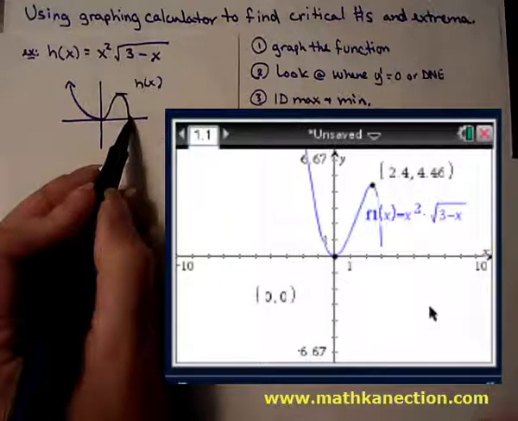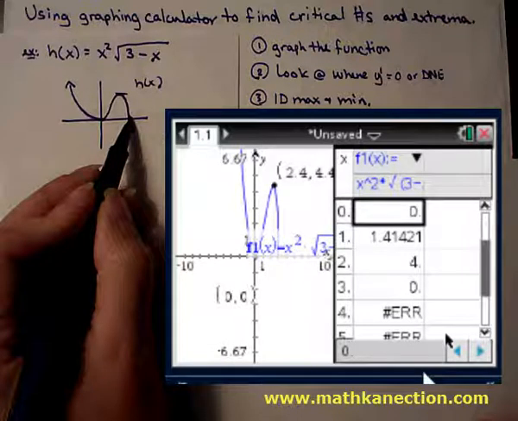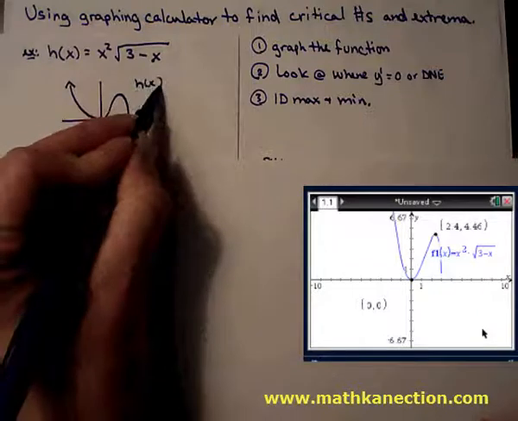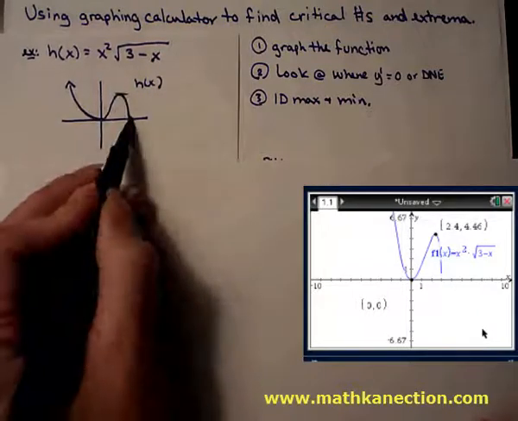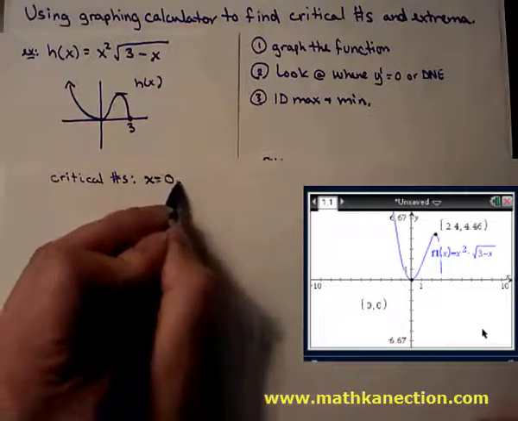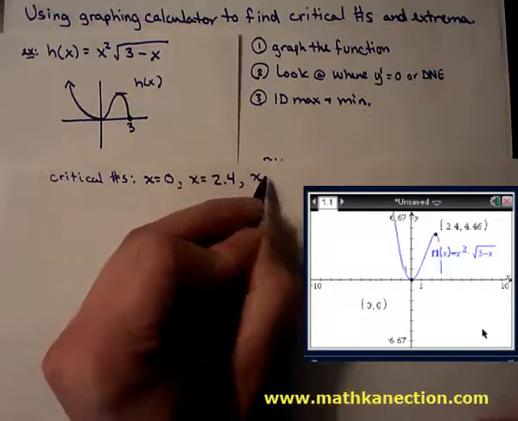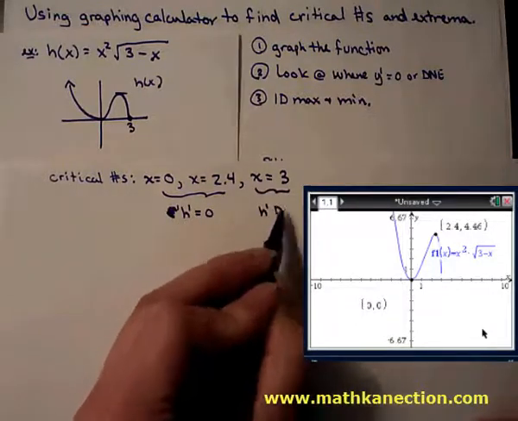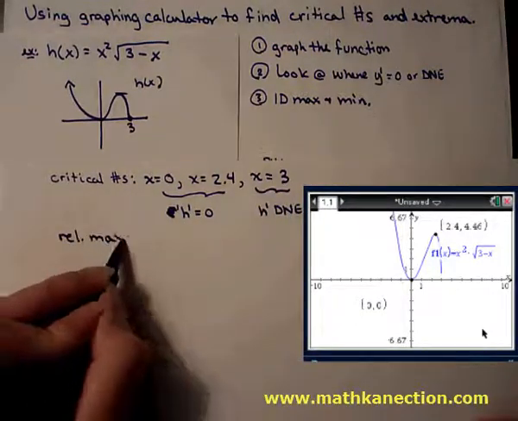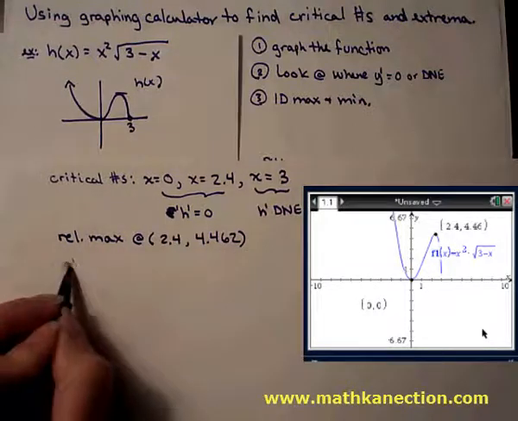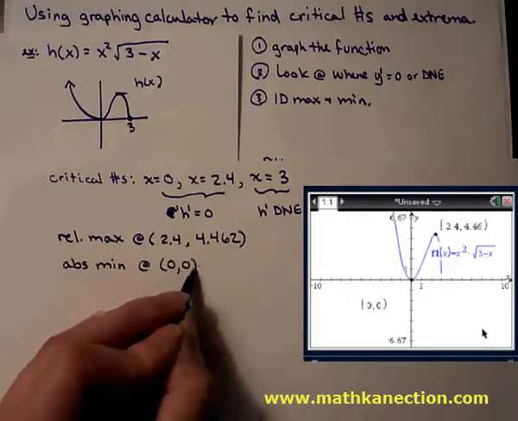We think there's an absolute minimum at 3. By checking the table, we can see at 3, 0 there is an absolute minimum. Sketching the graph on our papers, we can see we have our critical numbers at x is equal to 0 and 2.4. That's where the derivative was equal to 0, and x is equal to 3. That was where the derivative does not exist. There's a relative maximum at 2.4, 4.462, and an absolute minimum at 0, 0, and 3, 0.